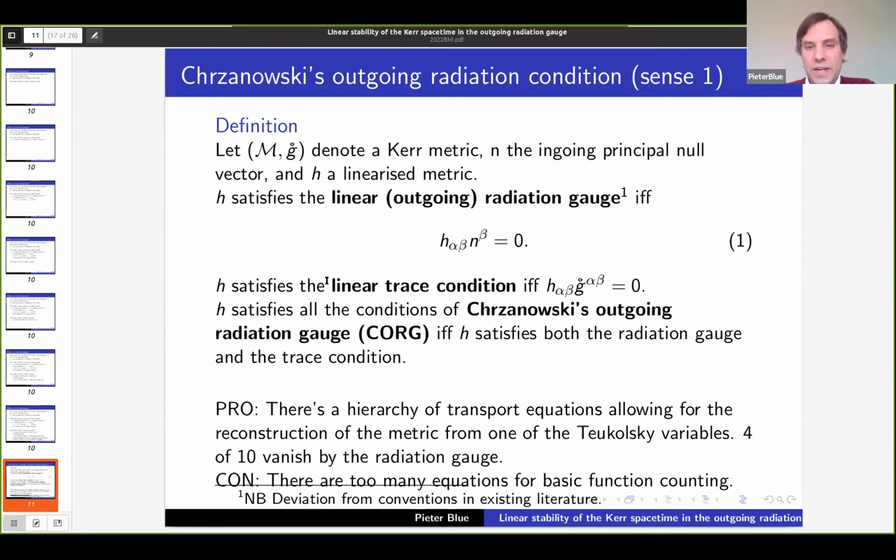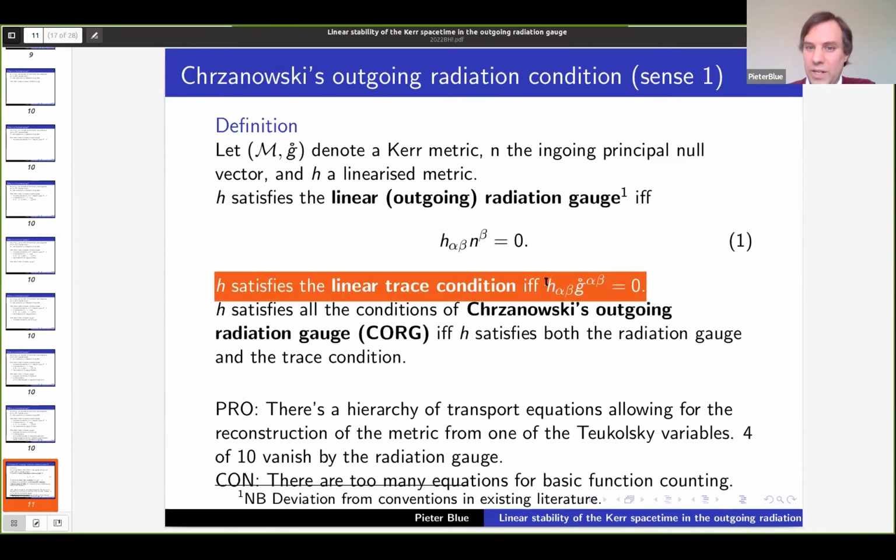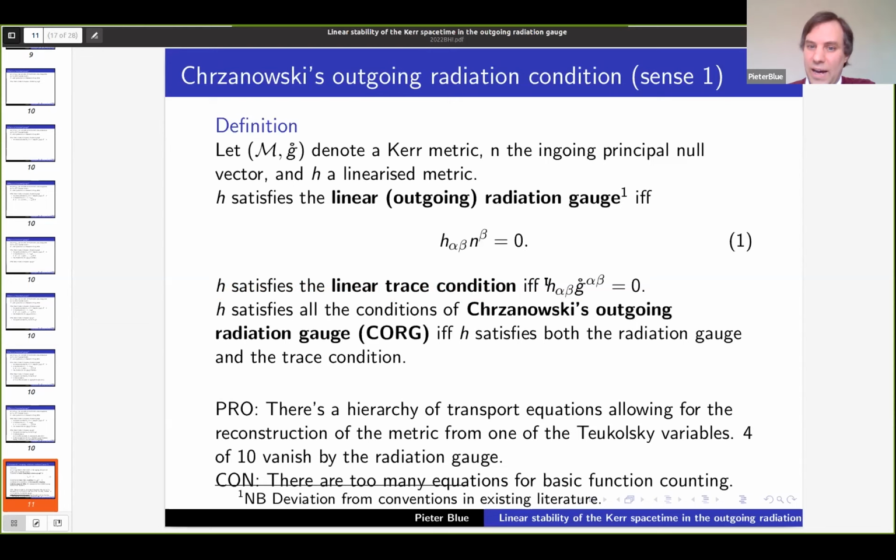It's said to satisfy the linear trace condition if the contraction of the linear metric with the background metric is equal to 0. And it satisfies Chrzanowski's outgoing radiation gauge if it satisfies both the outgoing radiation gauge and the trace condition. And this might make you nervous in that we already had the right number of equations here, 4, and then there's an additional one here. And so we've now got a total of 5.